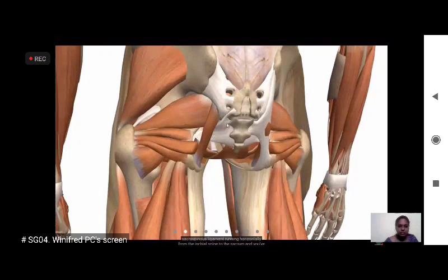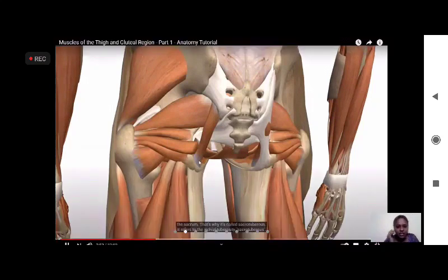So this is the sacrotuberous ligament, sorry, the sacrospinous ligament running horizontally from the ischial spine to the sacrum, and you've got the sacrotuberous ligament which runs vertically from the ischial tuberosity to the sacrum. So that's why it's called the sacrotuberous, referring to the ischial tuberosity.